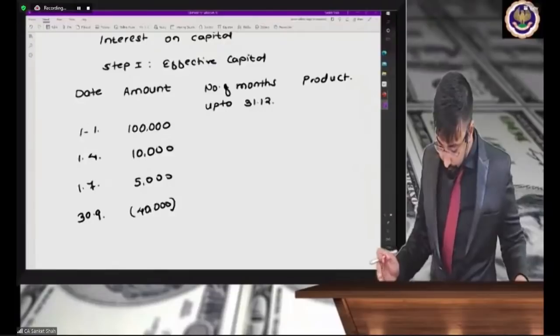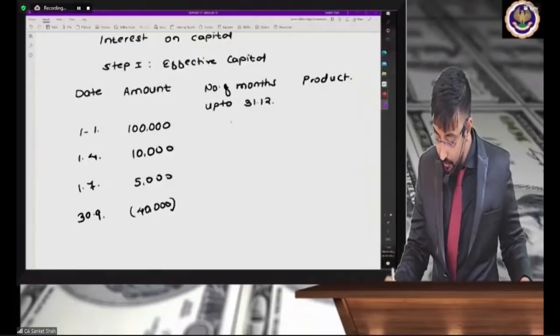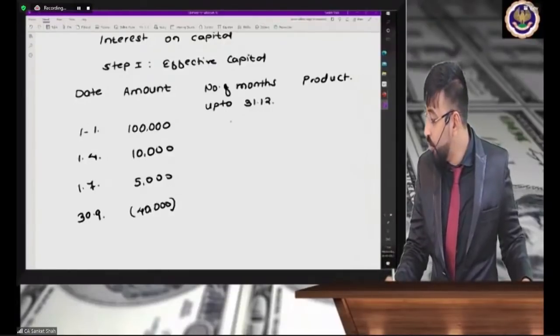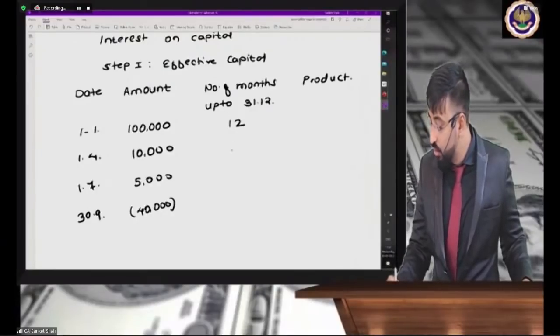1 lakh. So from 1st January to this 31st December, beta, how many months? 12 months. 10,000 to 31st December. Product we'll do afterward. First write down number of months, vertical presentation.